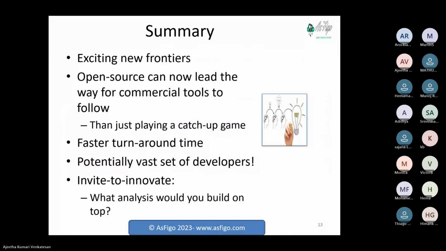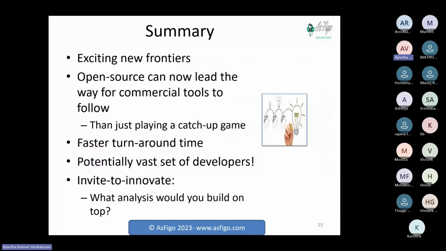All right. So the open source space is exciting, and a lot of things are happening. Open source can lead the way rather than just playing a catch-up game with the commercial tools. Especially with open source, the turnaround time is faster. Say this is a spec for a new rule; it can be implemented anywhere from 30 minutes to 2 days. It depends on the complexity, and of course, the team's availability as well.